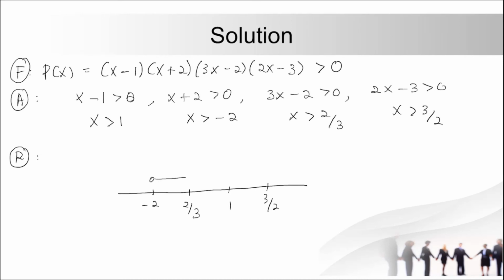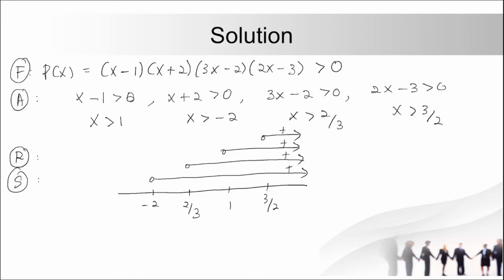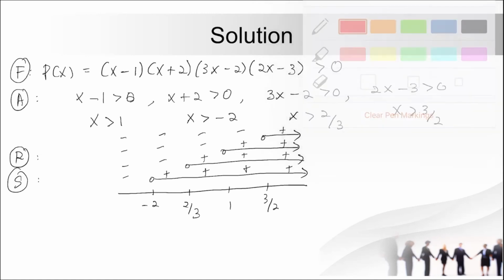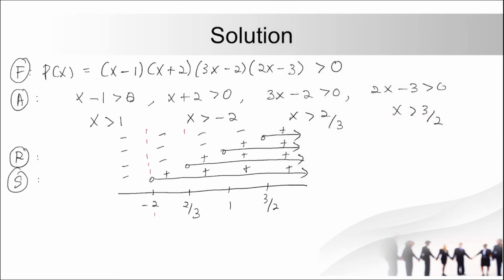So just draw the arrow greater than negative 2, greater than 2 over 3, greater than 1, greater than 3 over 2. So next step is S for sign. Above the line, there is a positive sign. Without line, it is negative sign. Negative, negative. So we have 4 signs for each interval. 1, 2, 3. And last one. If you see, we have 5 intervals here.